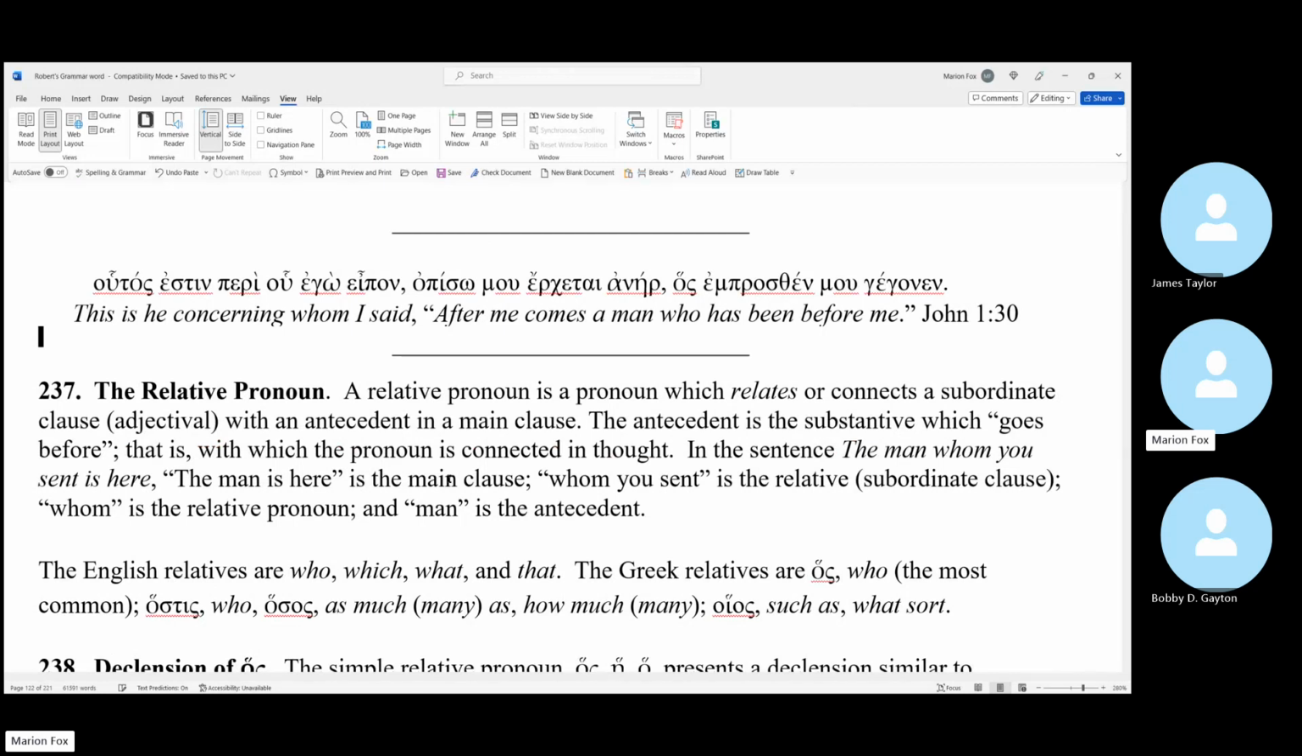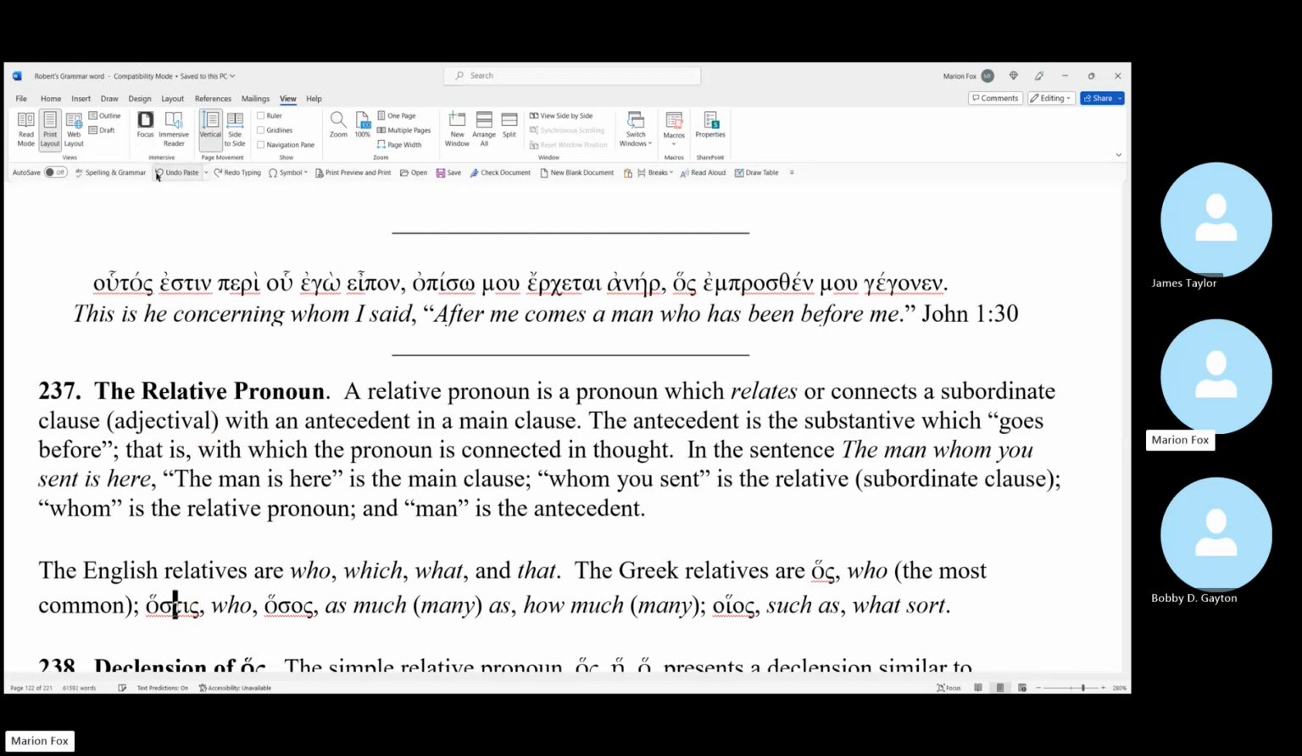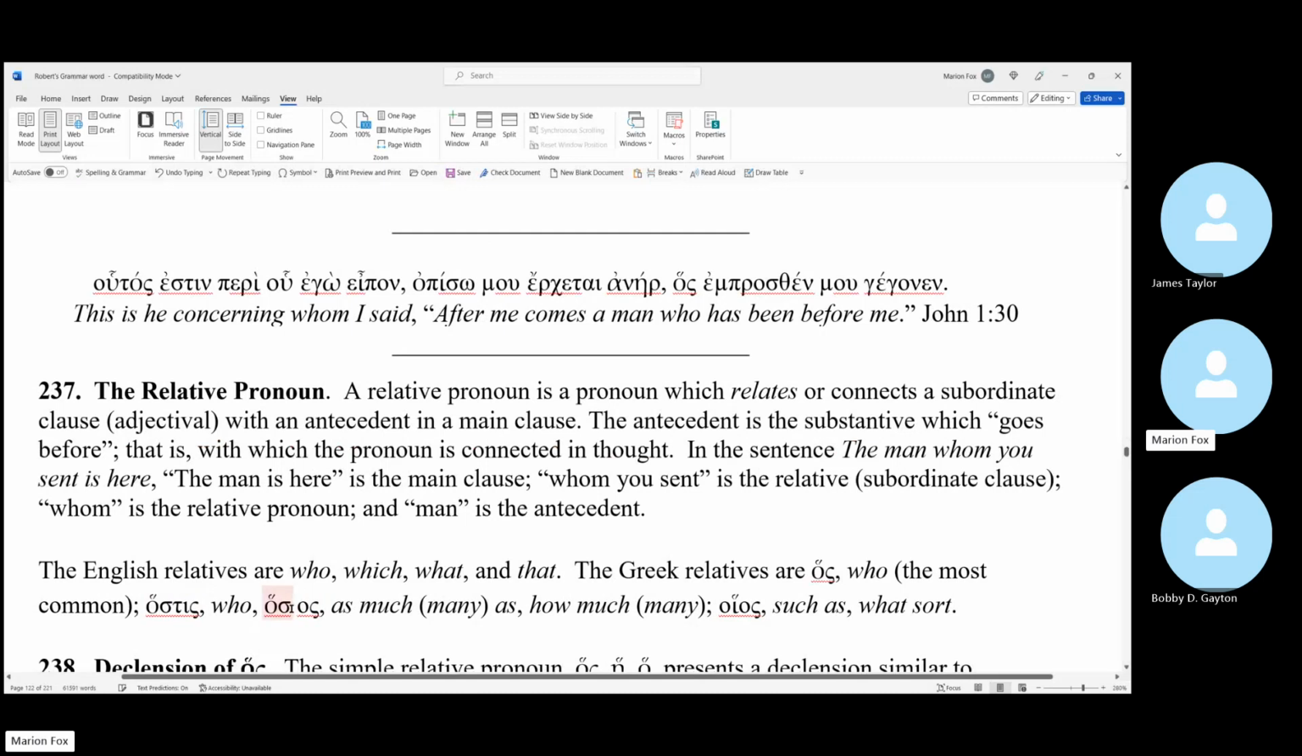The English relatives are who, which, what, and that. The Greek relatives are hos, who is most common, and hostis. Notice they take hos and join it with another pronoun, tis, and make a new pronoun out of it. That has special usage. And they take hos and as many as, and so they make another one.